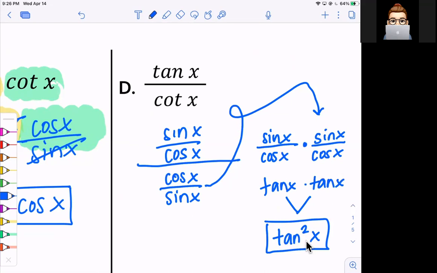There are often many different ways that you can go about doing these. So if you do it a different way than someone else, that's totally fine, as long as you're getting to the same answer, as long as you're using identities that are true.